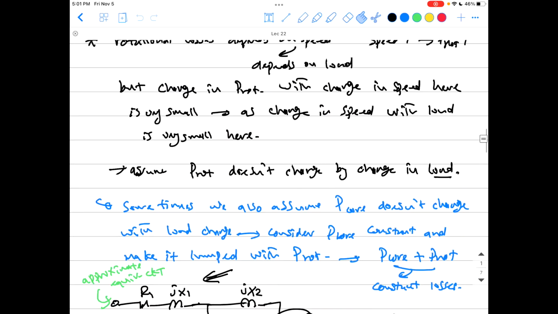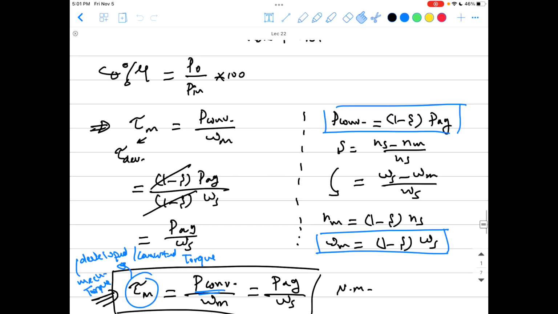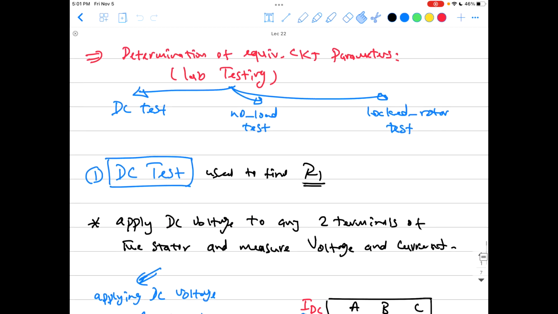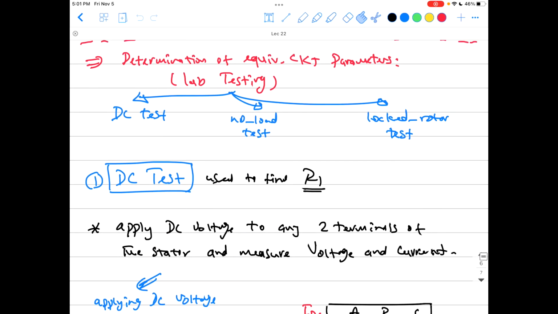Okay, so we talked last time about the power flow diagram and then landed on this determination of equivalent circuit parameters. We recall lab testing of the three-phase induction motor to determine the equivalent circuit parameters of a certain machine, and then we can use the equivalent circuit with these parameter values to predict the performance of this machine. Like we said last time, we do 3 kinds of tests to find those 6 parameters: the DC test, the no load test, and the locked rotor test.